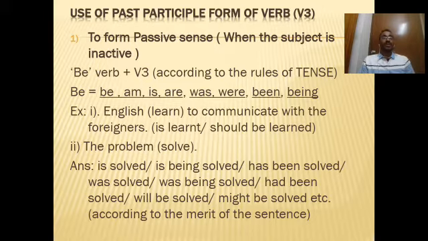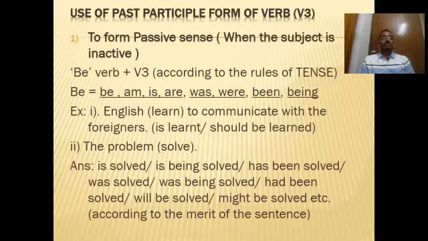So therefore the subject is inactive, and we will of course take help of the be verb, and then we will use the past participle form of the verb. So what can I use? English is learned to communicate with the foreigners. So be verb is, and then the past participle learned. Or we can use should be learned, that means using a modal and then be verb. So English should be learned to communicate with the foreigners. This may be the possible answer.